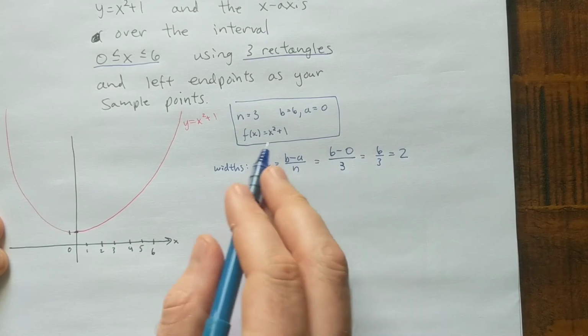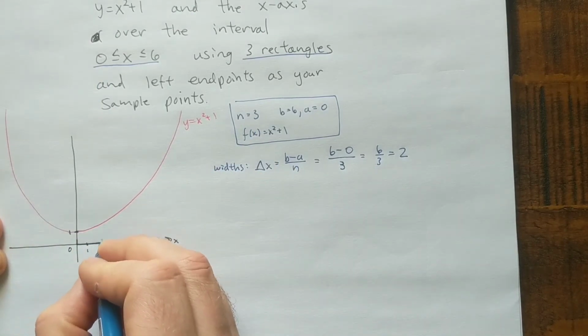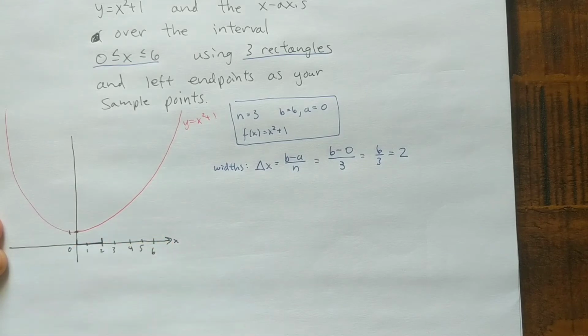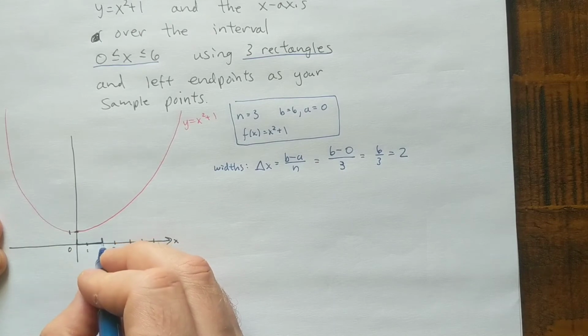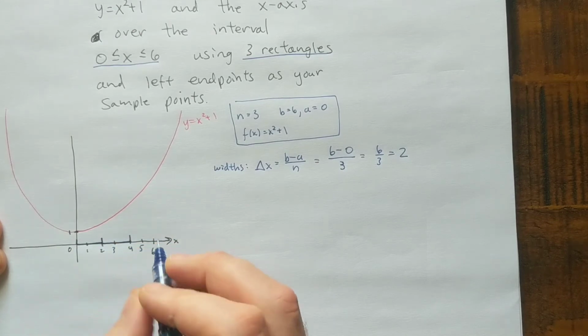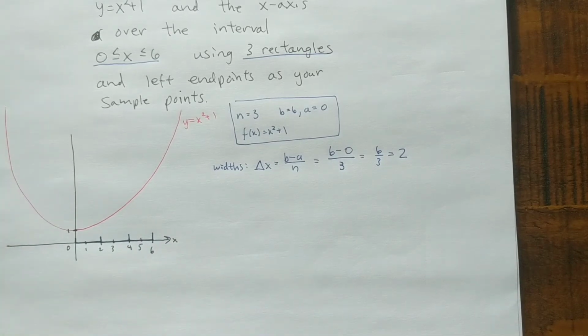So starting at 0, we're going to just fill in our rectangles, all having a width 2. So the first one starting at 0 ends at 2. The second one starts at 2, ends at 4. The next one starts at 4, ends at 6. And there are the 3 bases of our rectangles.